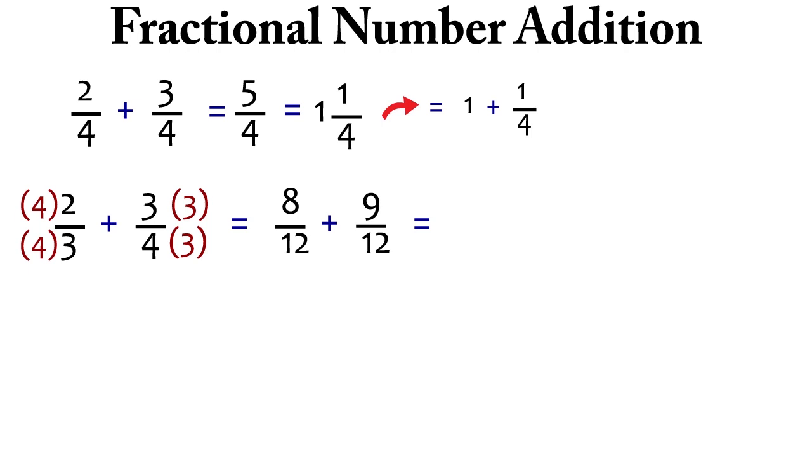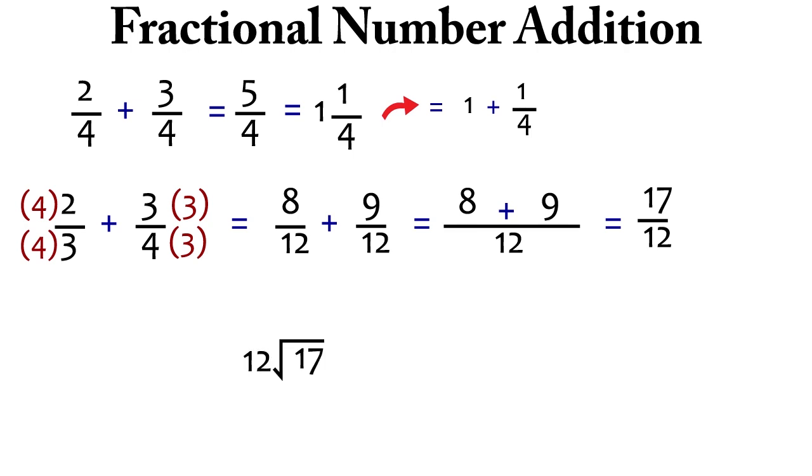Now write 12 once in the denominator and add the numerators, which are 8 and 9. So 8 plus 9 equals 17, and 12 as it is. So our answer is 17 by 12. Again, you can see the numerator is greater than the denominator. So again, we have to convert this improper fraction into a mixed number by dividing 17 by 12.